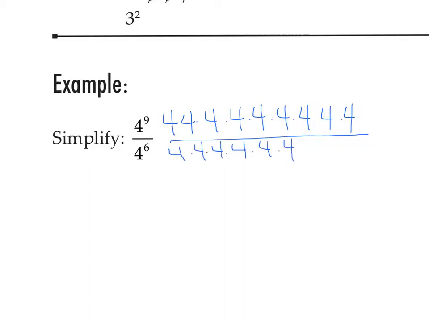All right, now, when you have these, you can cancel any that match. So we're going to cancel all of those, and we'll be left with a base of 4 and an exponent of 3. And of course, again, the shortcut was just to subtract the exponents, 9 minus 6. So on the next page, we're going to use a shortcut. We're not going to write all these out.